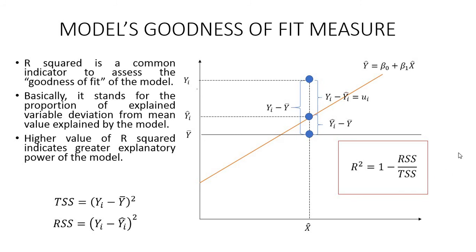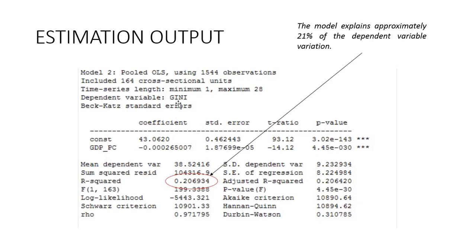Again, very informally, R-squared describes the proportion of variation in the dependent variable, in our case in y, which is actually explained by the model. Always when you do econometric regression, regardless of the type of software you use, you will have information about the value of R-squared in the output. So our model explains approximately 21% of variation in the dependent variable.